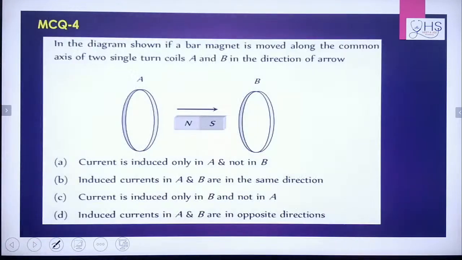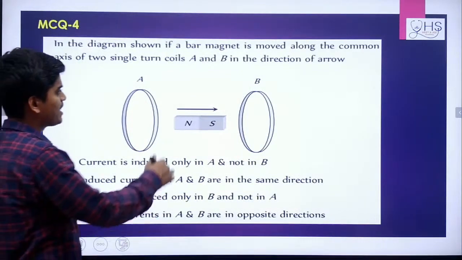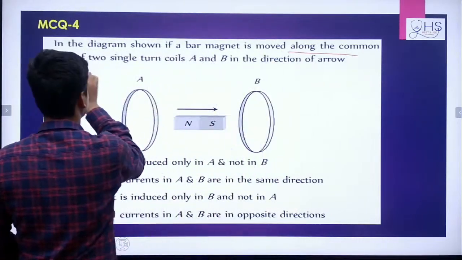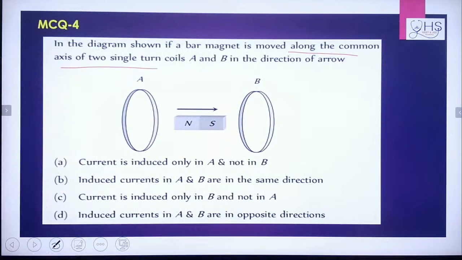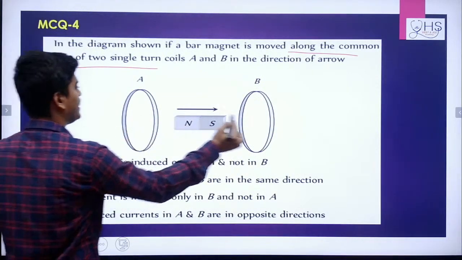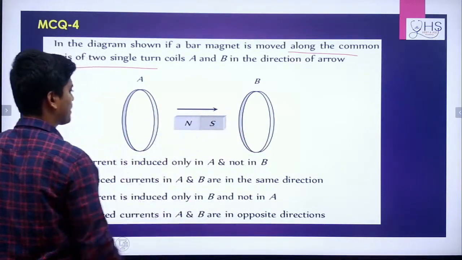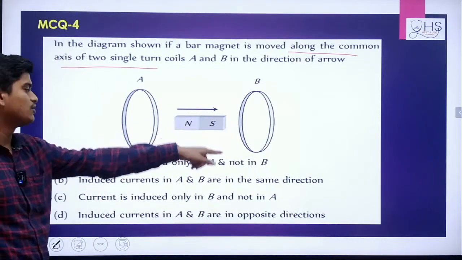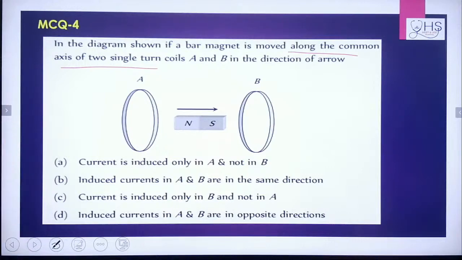Now MCQ 4. In the diagram, a bar magnet is moved along the common axis of two coils A and B in the direction of the arrow. So two coils are there, A and B, and one magnet with north on the left side and south on the right side. If this picture is not visible, you can increase the video quality in the YouTube settings to get a high quality picture.